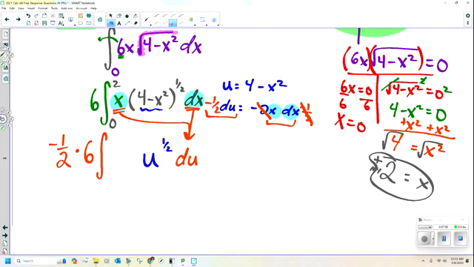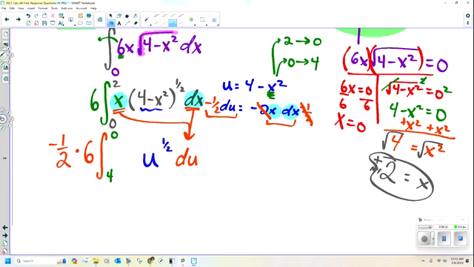My upper bound is 2. When I put a 2 in for the x, 4 minus 2 squared, which is 4, my new bound will be 0. Interesting. And my lower bound is currently at x equals 0. When I throw a 0 in for this x, 4 minus 0 is 4. So my bounds have the larger value on the bottom, and I don't like that. I'm going to flip my bounds, but that means I'm going to have to negate my integral.